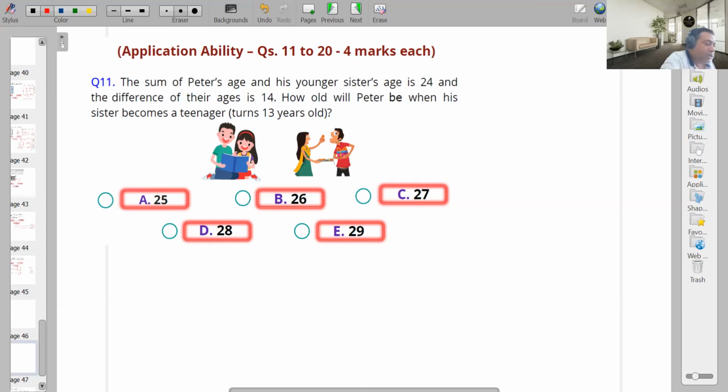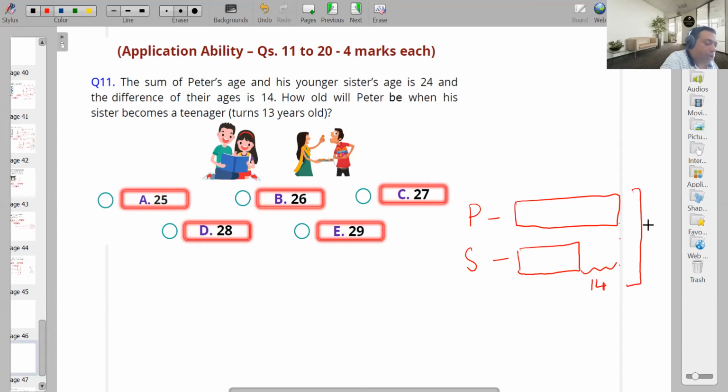All right, so let's understand this. His younger sister, so obviously the sister is younger than Peter. So let's say Peter's age is this much, and his sister's age is less than that. How much less? It is 14 less. So the difference between their ages is 14 and the total is 24.